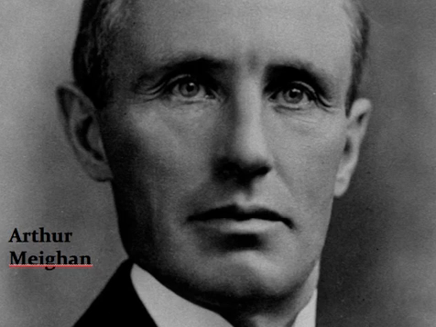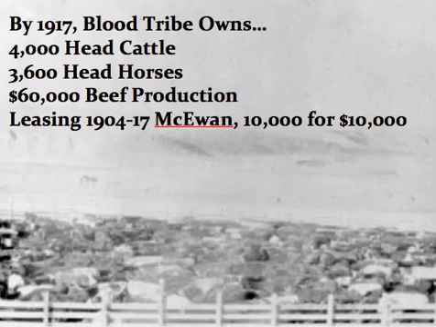And so keep that date in mind, 1917, because that's where we're going now. By 1917, the Blood Tribe owns in total about 4,000 head of cattle, about 3,600 head of horses. Their annual beef production is $60,000. They're still leasing to McEwan. He's got 10,000 head of cattle on their land. He's paying them $10,000 a year for it. They're doing pretty good in the ranching business.